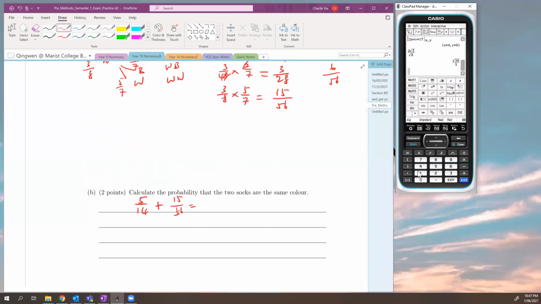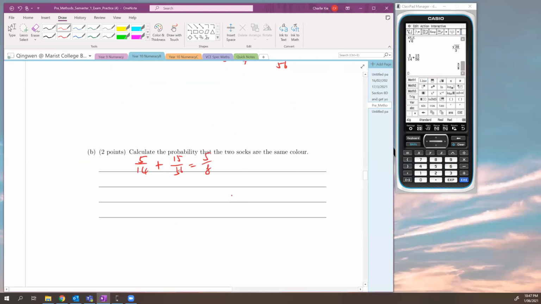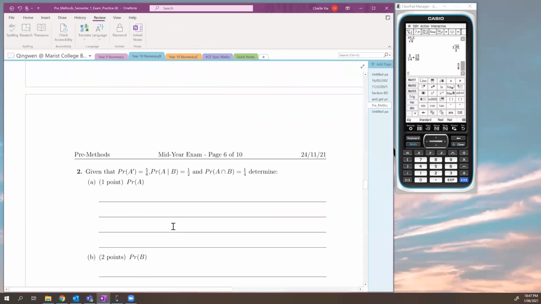Maybe let me show you. 14 over. Oh, sorry, my bad. Let's do it again. 5 over 14, plus 15 over 56. So it's 5 out of 8. The chance would be 5 out of 8.